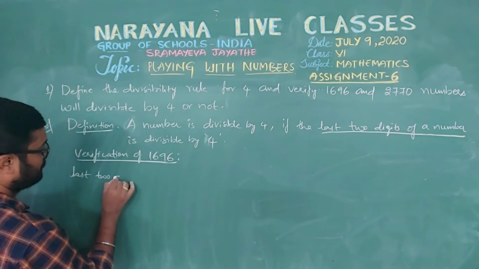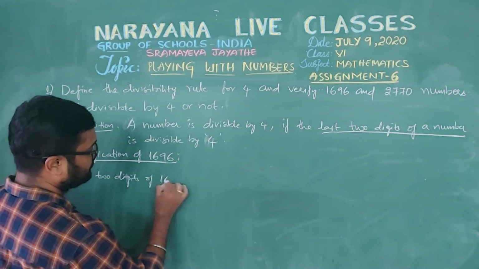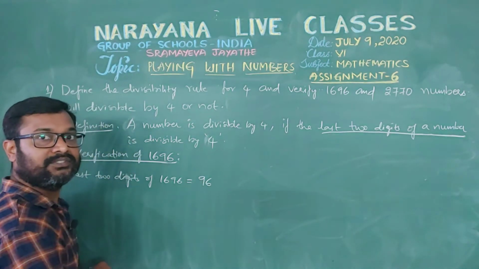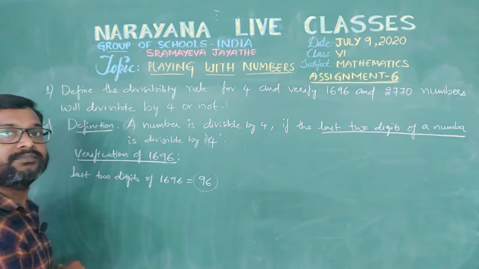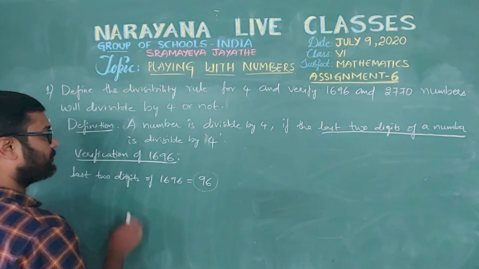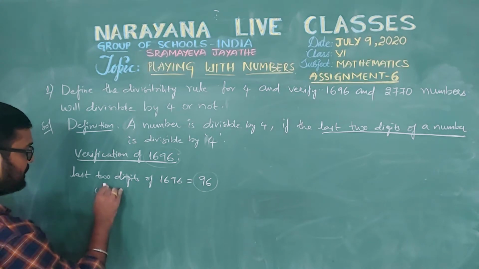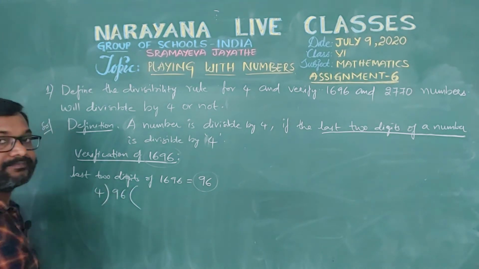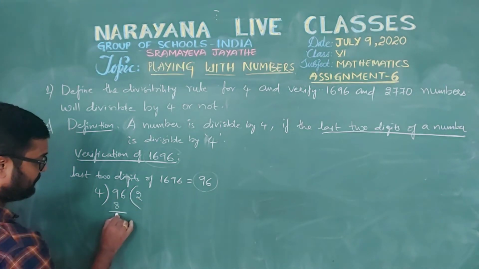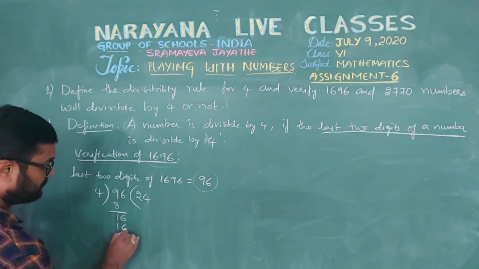Last two digits of 1696 is what? 9 and 6. Isn't it? So this form a number. So when 96, if 96 is divisible by 4, then this whole number is divisible by 4. So let's check it. So 4 as a divisor, 96 as a dividend, the last two digits. 4 2s are 8, 9 minus 8 1, and 6 comes down. 4 4s are 16.